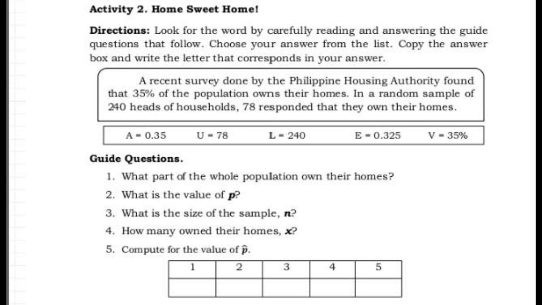Lastly, compute the value of P hat. So how to compute P hat? P hat is equivalent to X over N. So like what we answered earlier, X is equal to 78 and N is equal to 240. Because the formula is X over N to find P hat, 78 is divided by 240 and the answer is 0.325. And now, we have some idea what we're going to talk about. Let's proceed to our main topic or discussion.